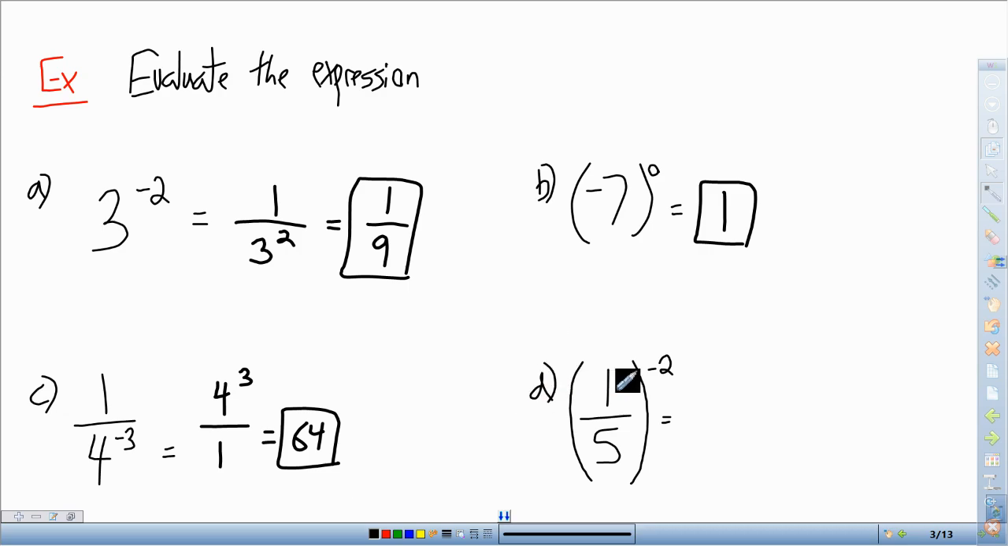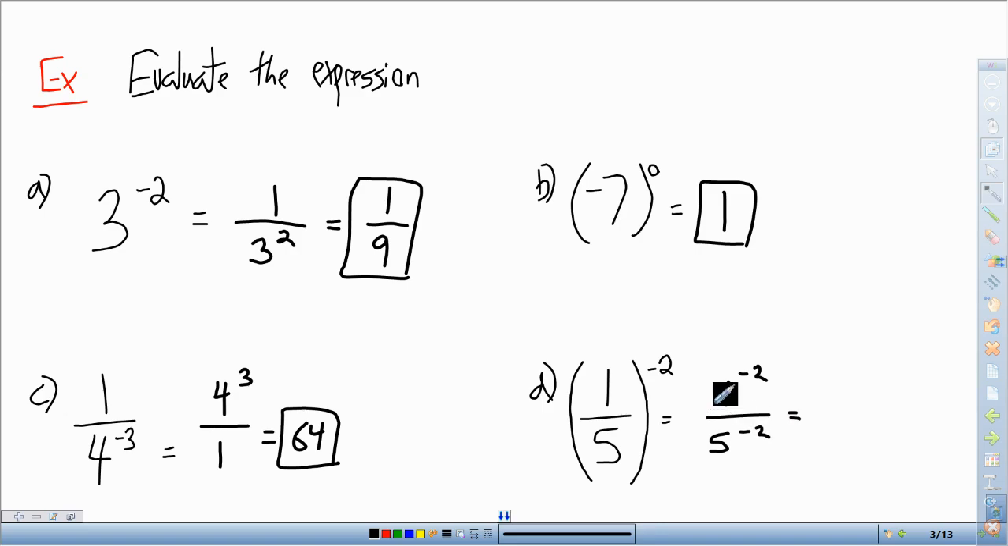Take a look at letter D. We have an exponent on the outside of the parentheses. It doesn't matter that it's negative. It still needs to be applied to everything in the parentheses, and then we'll worry about it turning into a positive. So this 1 is going to get a power of negative 2, and this 5 is going to get a power of negative 2. Now that the parentheses are gone, we can worry about changing these exponents to positives.